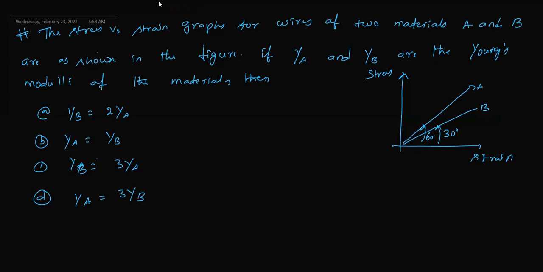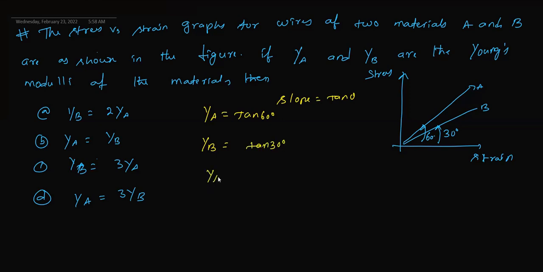If you analyze here, it's very easy to solve this. So stress upon strain can be written as what? Young's modulus. Means the slope under this curve will give the Young's modulus. So we need to calculate slope. Young's modulus of A, slope is nothing but tan theta, right? Slope equal to tan theta. For A, tan 60 degrees. For B, Yb equal to tan 30 degrees.